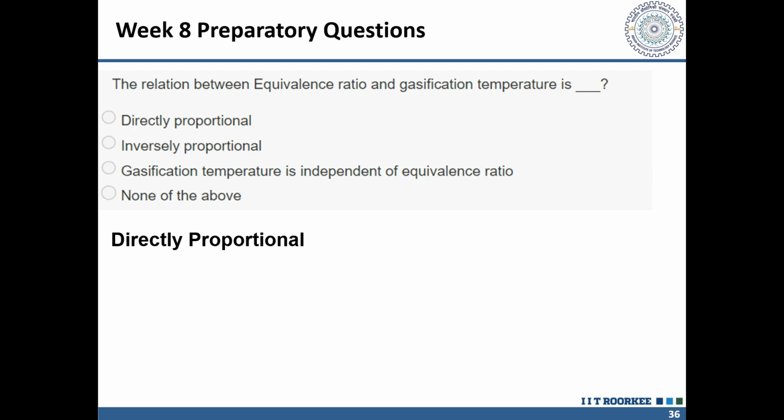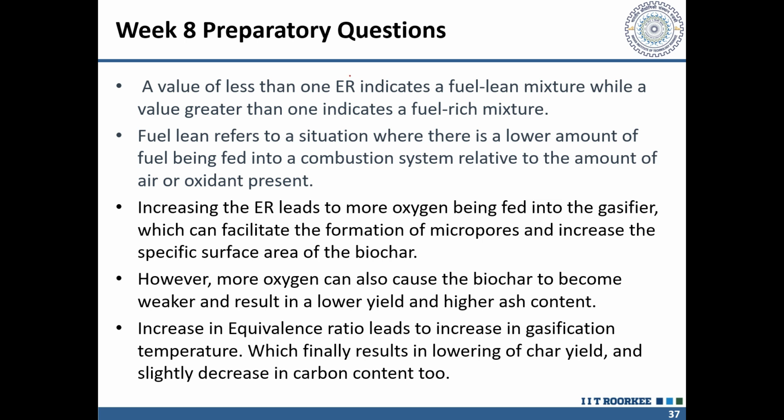The relation between equivalence ratio and gasification temperature is. Before going to the answer, let's discuss what equivalence ratio is. Equivalence ratio, ER, indicates the fuel-air mixture. A value less than 1 means a fuel lean mixture, and if the value is greater than 1, it means a fuel rich mixture. So if the equivalence ratio is less than 1, fuel is less than air, and if ER is greater than 1, fuel is higher in quantity compared to air.